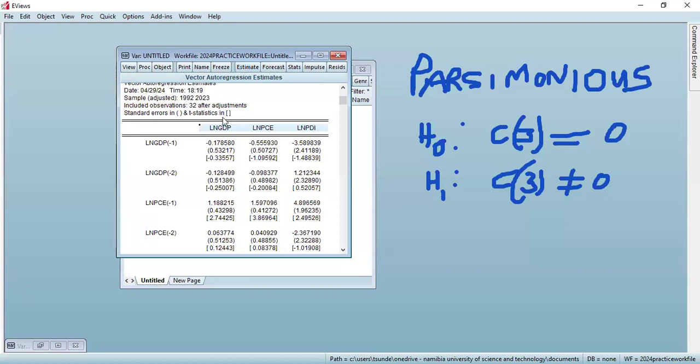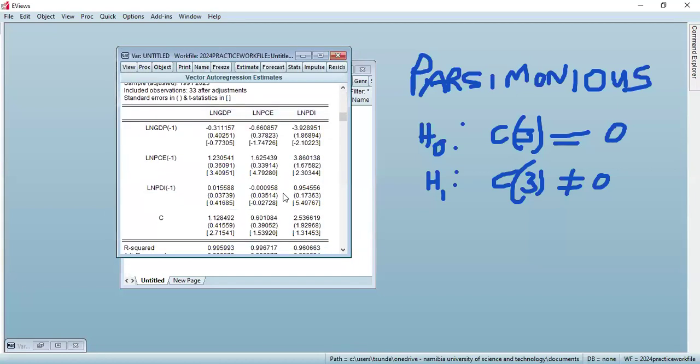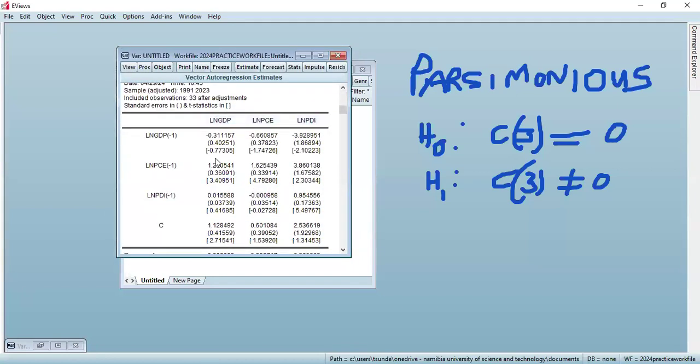So I go to estimate once again. Where we have the lag, I change the lag to 1. If you change the second number from 2 to 1, you are changing the lag for each of the variables to 1. That is what it means. So this is what I've done. Now we estimate the equation, and this is what we get.